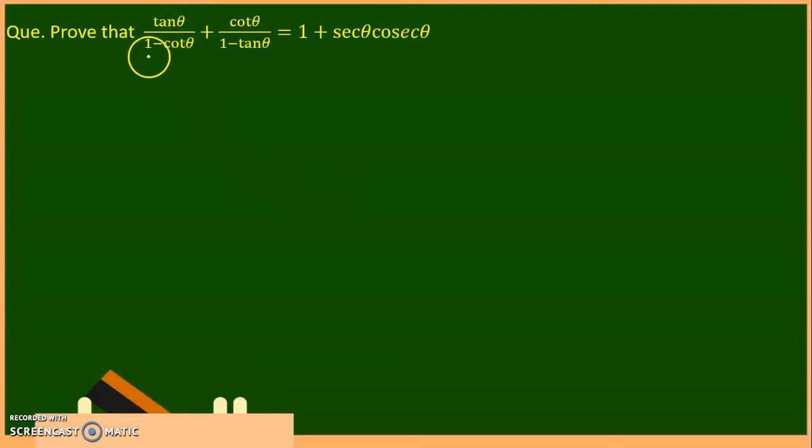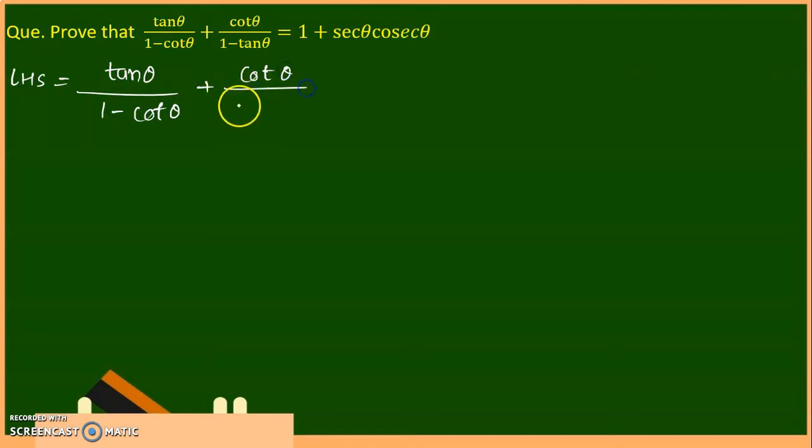Prove that tan theta upon 1 minus cot theta plus cot theta upon 1 minus tan theta is equal to 1 plus sec theta into cosec theta. So let's start with left hand side. Here on the left hand side we have tan theta upon 1 minus cot theta plus cot theta upon 1 minus tan theta.